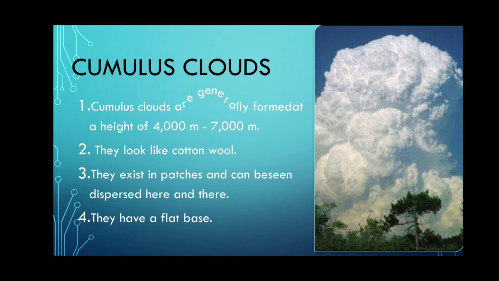Cumulus clouds. Cumulus clouds are generally formed at a height of 4,000 to 7,000 m. They look like cotton wool. They exist in patches and can be seen dispersed here and there. They have a flat base.